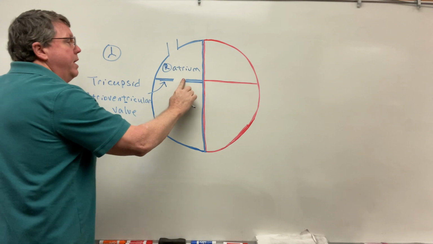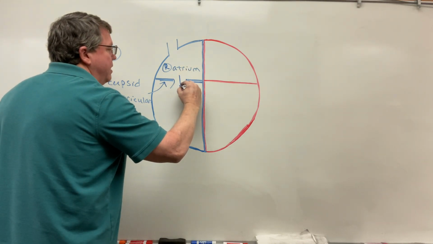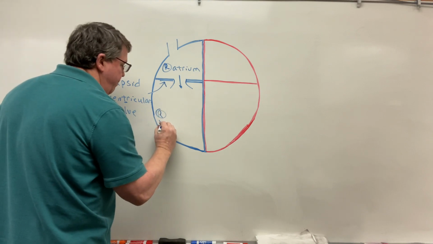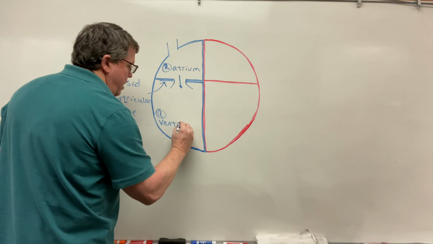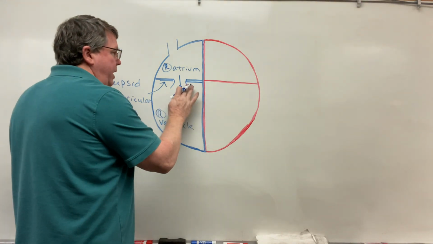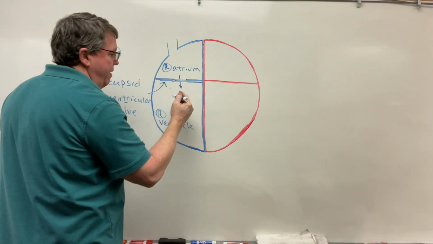So these are going to open up. It doesn't really flap like this, but this is going to open up and blood's going to come down into this part here. This is called my right ventricle. Now, when the bottom of the heart goes to beat, these valves will close. So the blood goes from the right atrium into the right ventricle.